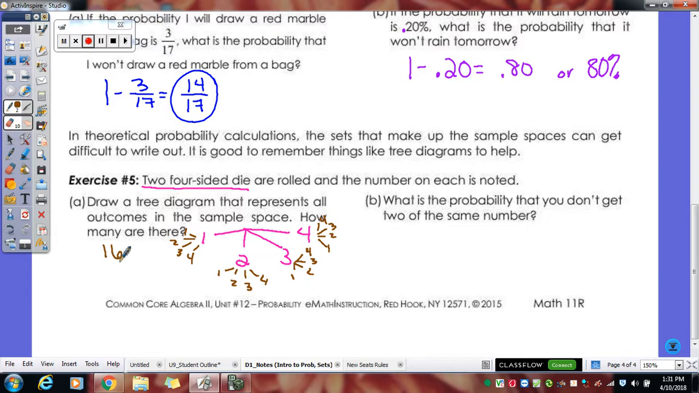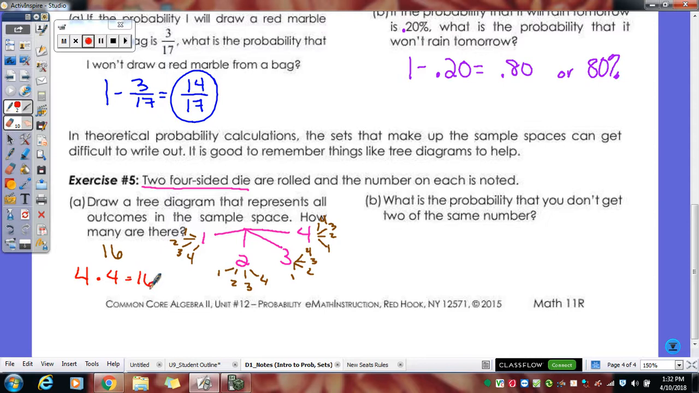16. A quicker way to figure that out, if you're ever trying to figure out how many outcomes you have without having to draw a tree diagram: you have 4 possible outcomes when you roll the first die, times the 4 possible outcomes when you roll the second die. It just happens that they're both 4s this time. That's how you'd get 16.